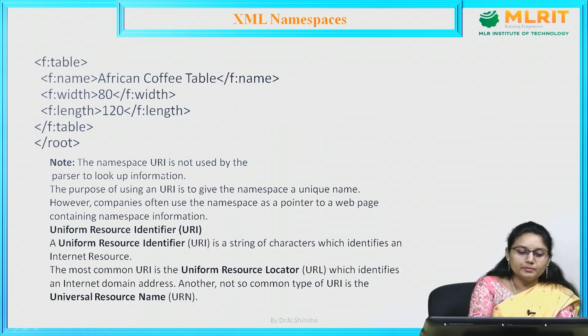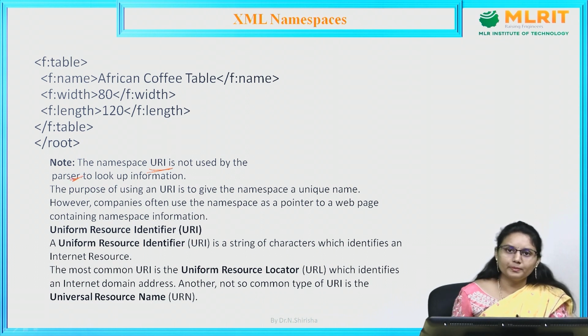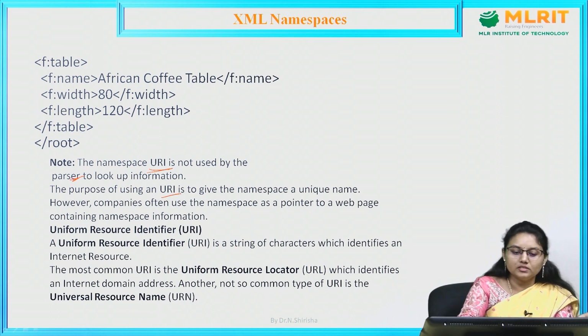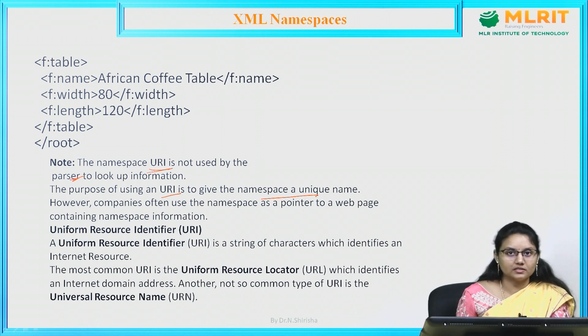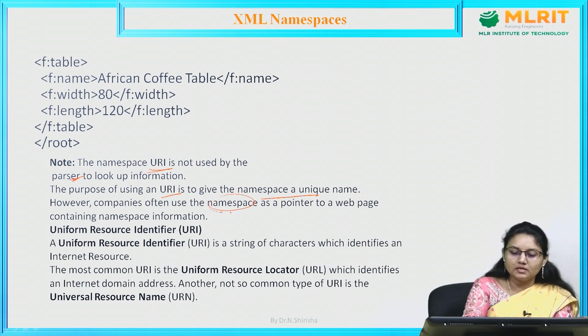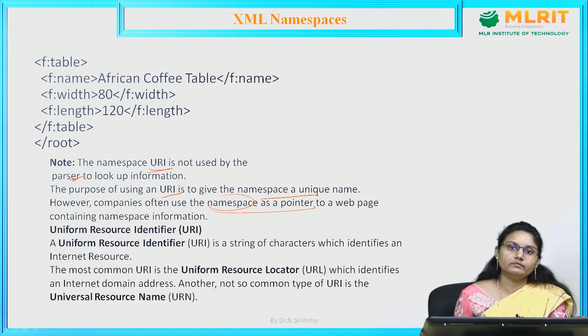The namespace URI is not used by the parser because the parser will not parse anything there. That is just lookup information where you have defined something. If the user requires, he will go there and recheck. Otherwise not required. The purpose of a URI is to give the namespace a unique name. We are just giving a unique name, that's it. The XML parser will not parse the URI that you give for the XML namespace. Companies often use the namespace as a pointer to a web page containing the namespace information.